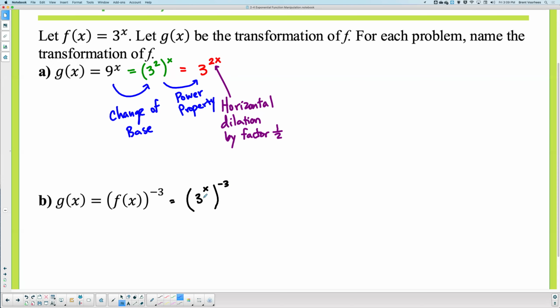Okay, and so now I'm going to apply that same power property this time. I'm going to change this to 3 to the power of -3x. That right there is the power property.